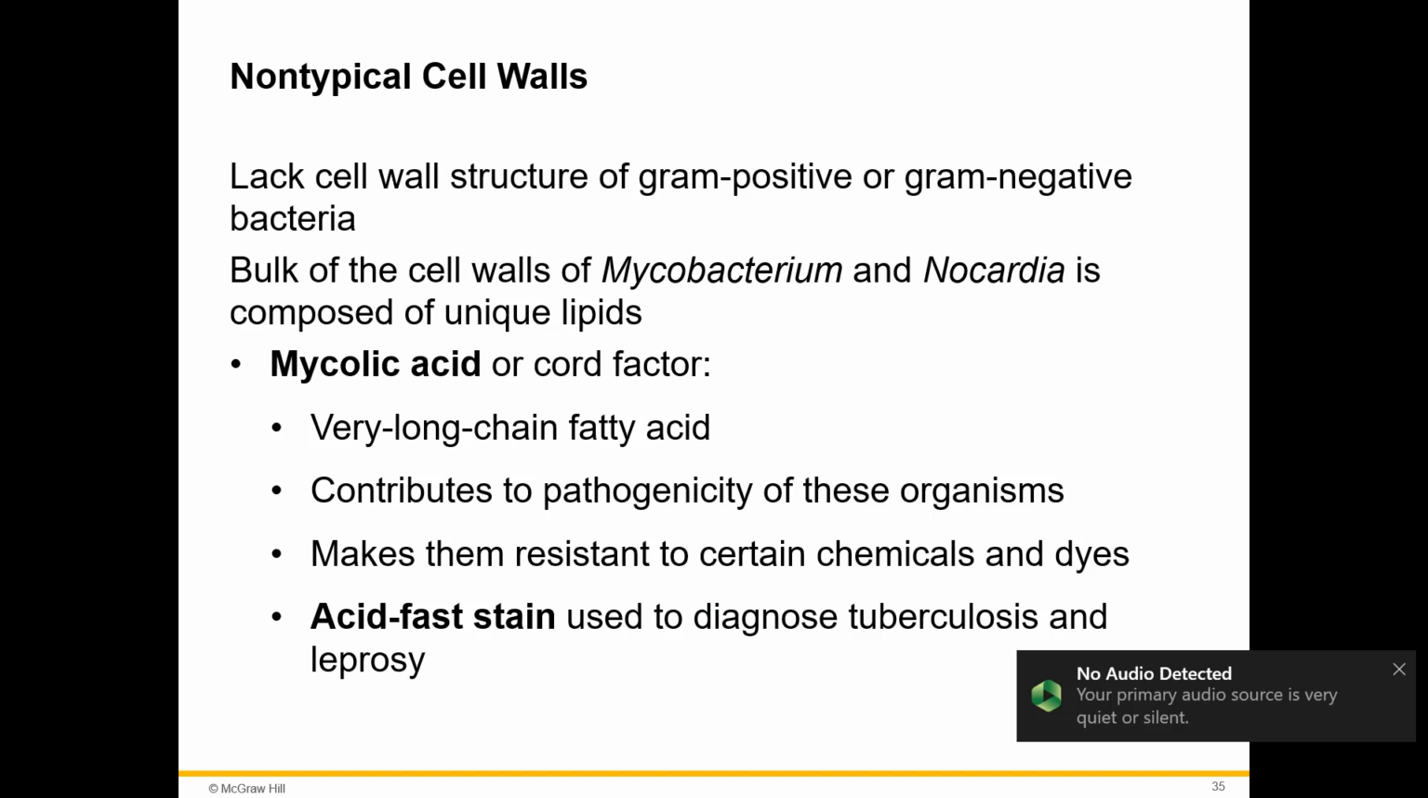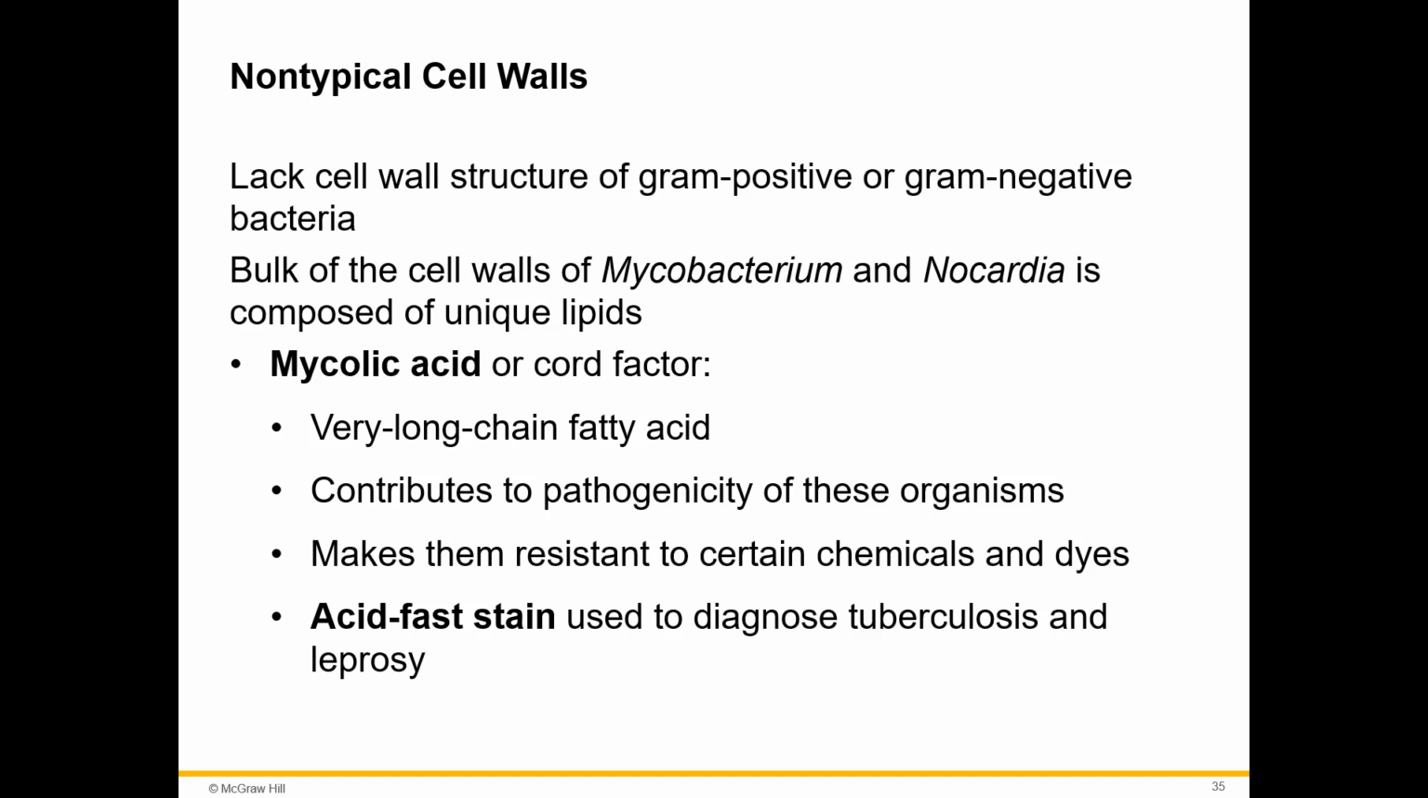There are non-typical cell walls. So non-typical cell walls lack the cell wall structure of gram-positive or gram-negative bacteria. The cells of Mycobacterium and Nocardia are composed of unique lipids: mycolic acid or cord factor, which are very long-chain fatty acids, and they contribute to the pathogenicity of these organisms. They make them resistant to certain chemicals and dyes, and they require that acid-fast stain in order to diagnose. So if we look at tuberculosis and leprosy, we need to use that acid-fast stain in order to visualize those organisms.